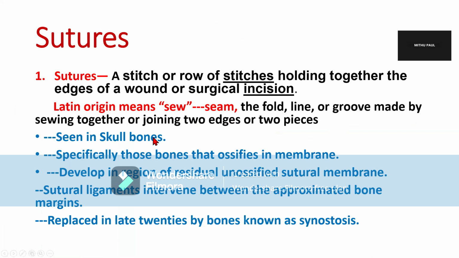As it has already been said, these are seen mainly in skull bones, those bones ossifying in membrane. And they develop in the region of the unossified sutural membrane. Sutural ligaments are connecting adjacent bones. And in later ages, after 25 years onward, the line or the sutural membrane is converting to bone. So it is synostosis now.